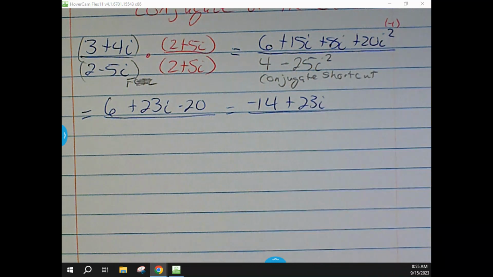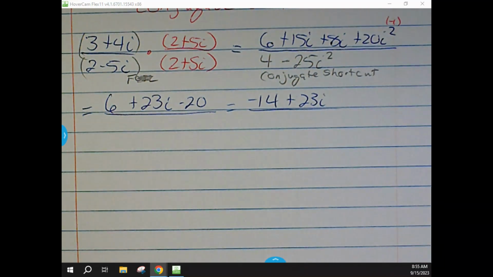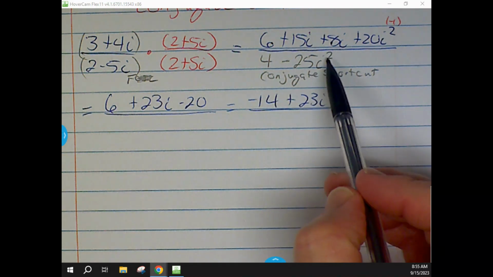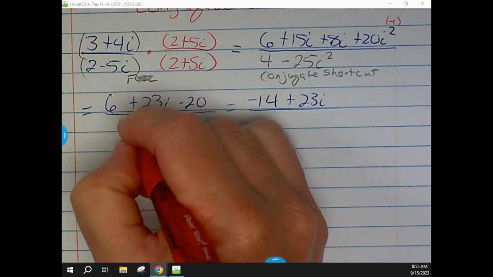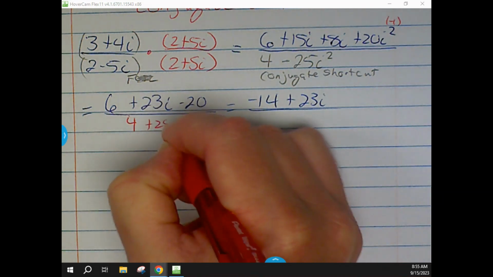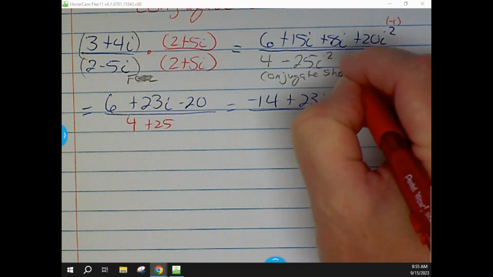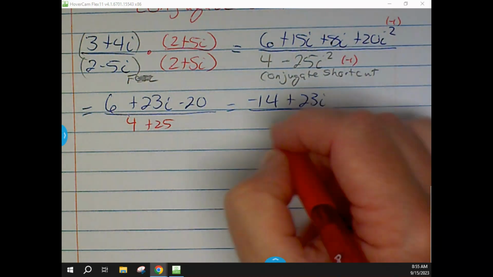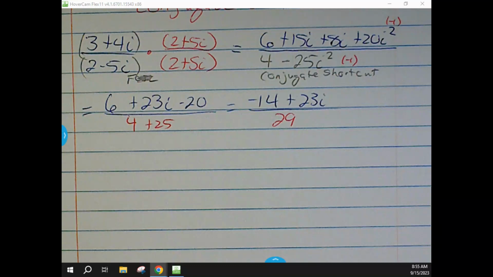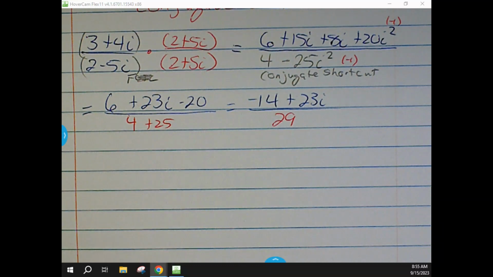Okay, and that's the whole reason that we do this with the denominators, that we get a conjugate shortcut on the denominator. If you replace the I squared with -1, that makes that on the bottom 4 plus 25. Because again, we're taking out the I squared to replace it with -1, which means on the bottom, this is just going to be over 29. And yes, every time you have a denominator like this, you always use that conjugate shortcut.